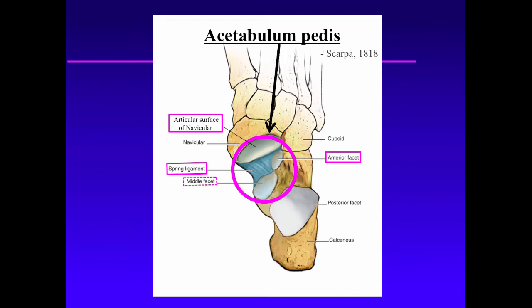He apparently saw an analogy between the subtalar joint and the hip joint. For him, the acetabulum of the foot consisted of the articular surface of the navicular, the spring ligament, and the anterior and probably middle facets of the subtalar joint. These structures made a socket, an acetabulum, in which sat the head of the talus.